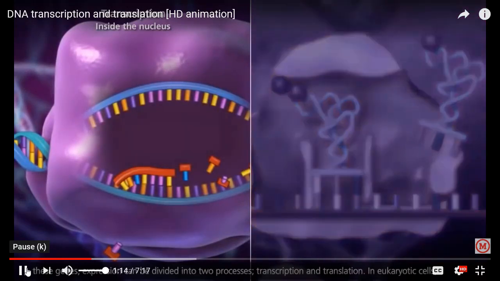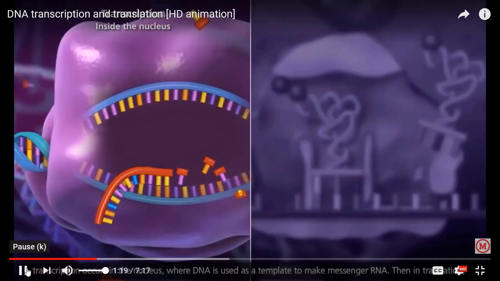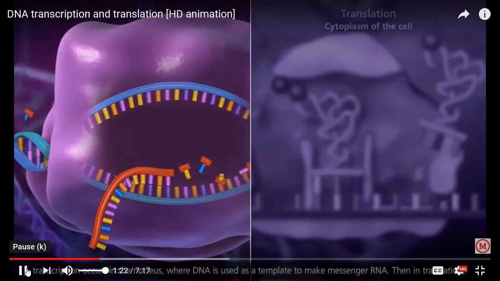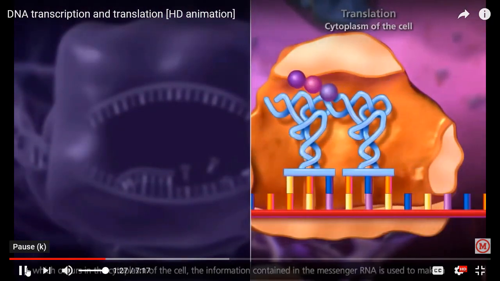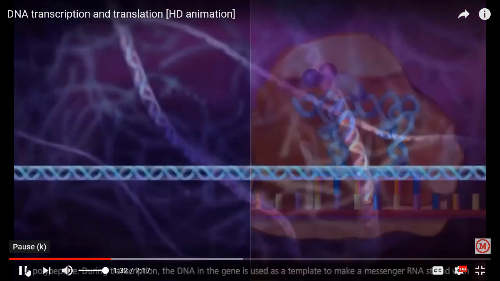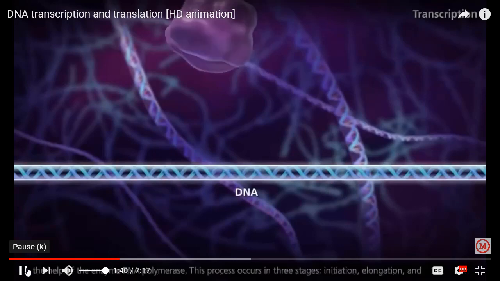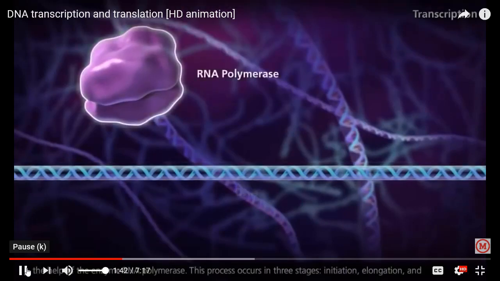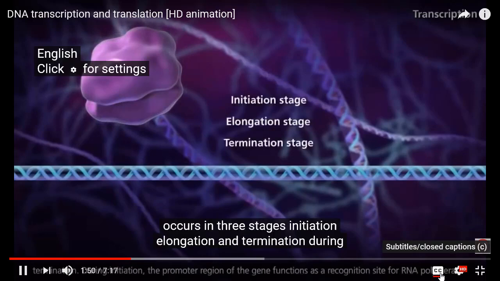In eukaryotic cells, transcription occurs in the nucleus, where DNA is used as a template to make messenger RNA. Then in translation, which occurs in the cytoplasm of the cell, the information contained in the messenger RNA is used to make a polypeptide. During transcription, the DNA in the gene is used as a template to make a messenger RNA strand with the help of the enzyme RNA polymerase. This process occurs in 3 stages: initiation, elongation, and termination.